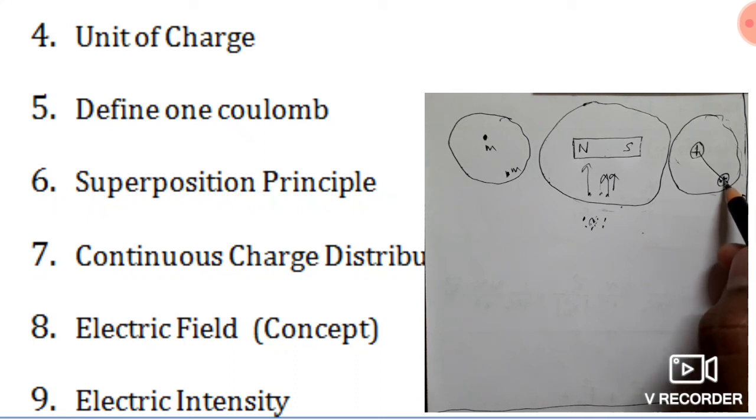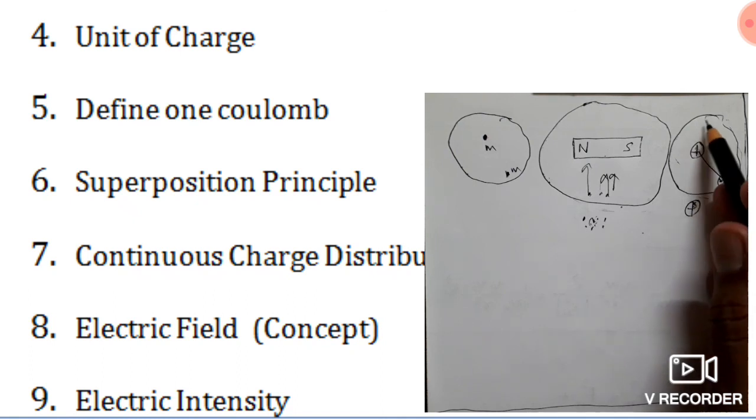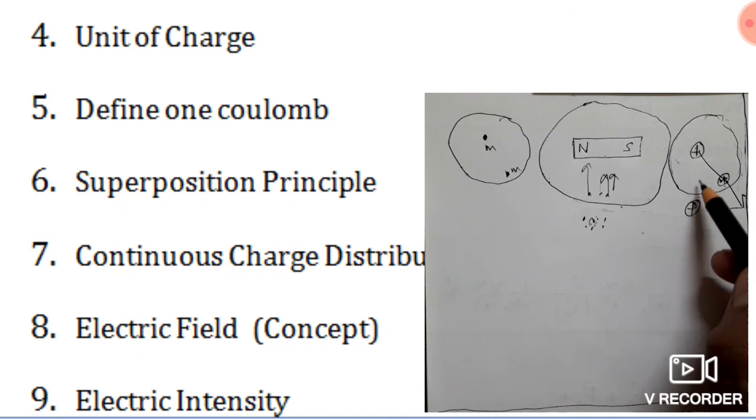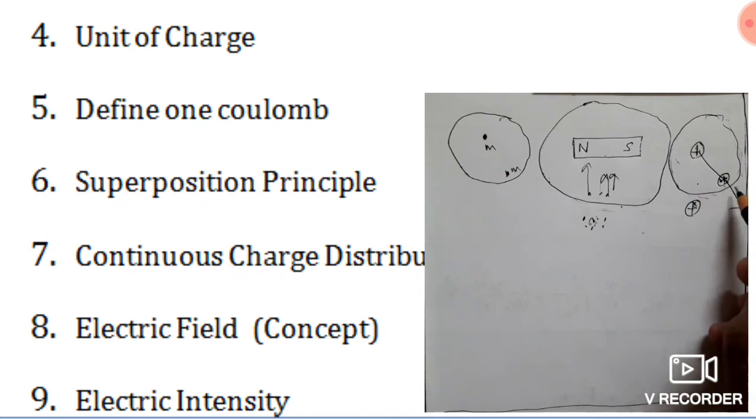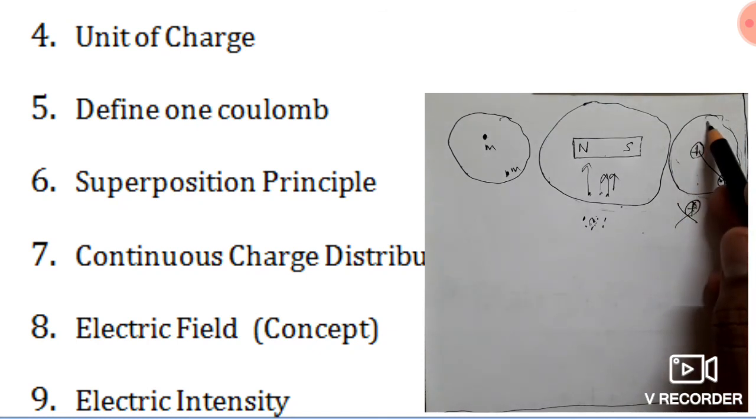But if we keep this positive charge outside this field, it will not feel any repulsion, because this charge has to be kept inside the electric field of this charge. So if the charge is within this field, it will feel some force, but if it is outside the field, it will not feel any force. So this is the concept of electric field.